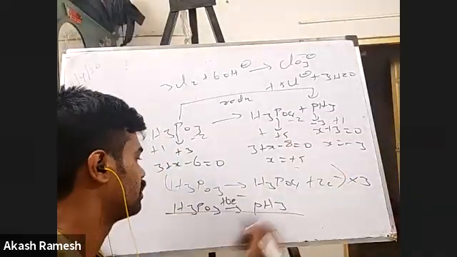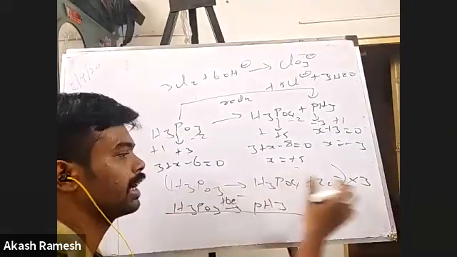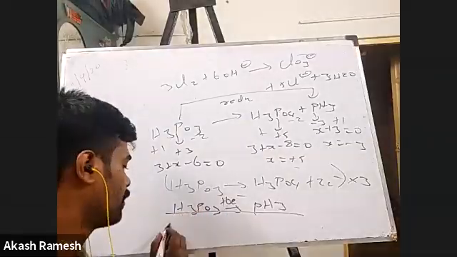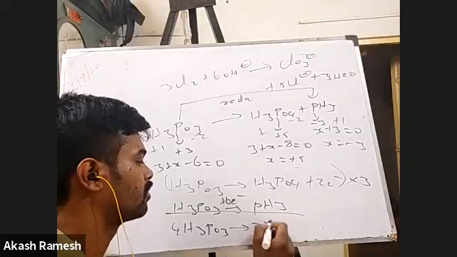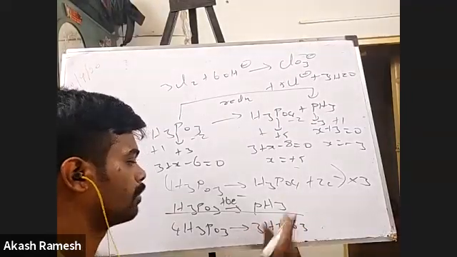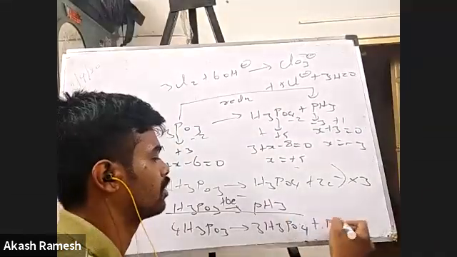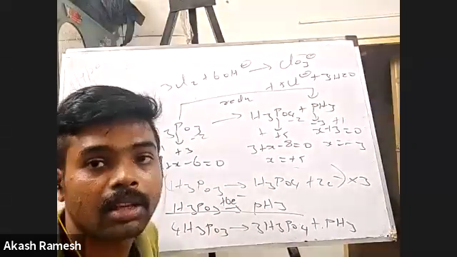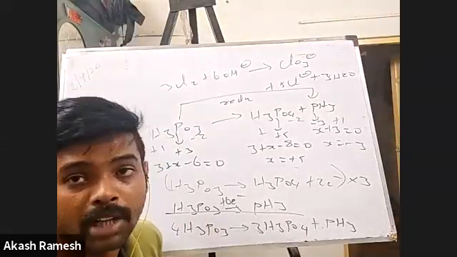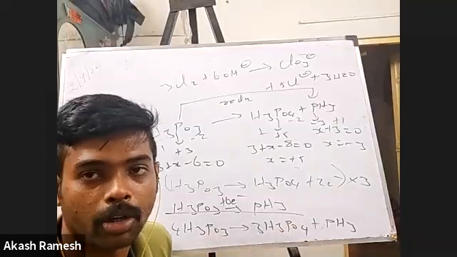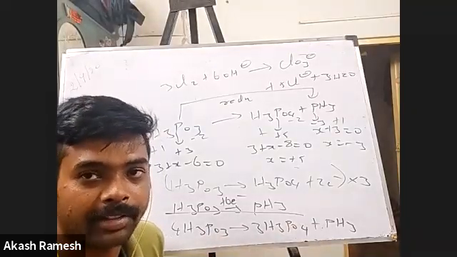So totally 3 H3PO3 is there here, and there is one more H3PO3 here. So totally 4 H3PO3, and I have 3 H3PO4 plus 1 PH3. That's it. This is the balanced equation. And you don't have to do charge balance because there are no ions at all. They are just all neutral compounds, both on the reactant side as well as the product side.